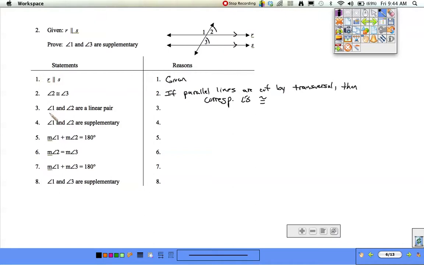Statement number 3 says that angle 1 and angle 2 are a linear pair. How do I know that? Well, I know that by definition, linear pairs are two angles right next to each other that make a straight line. So that's the definition of what a linear pair is. Then it says 1 and 2 are supplementary. That's slightly different. Now that I've identified that it's a linear pair, I can say that linear pairs are supplementary and move on to say that 1 and 2 therefore are supplementary as well.